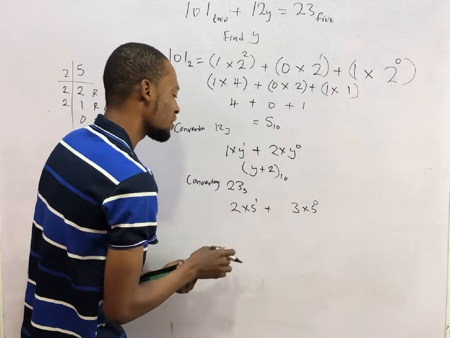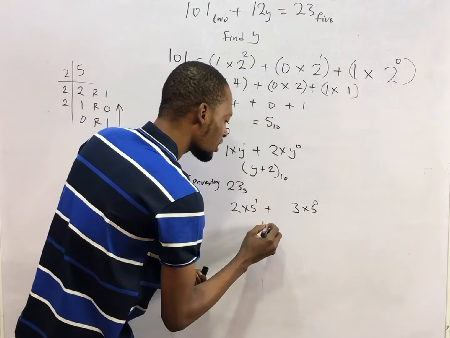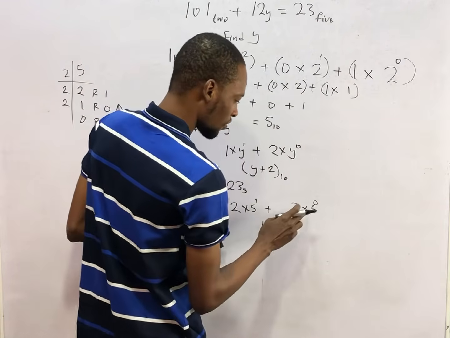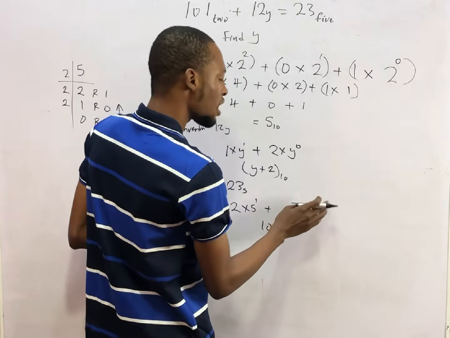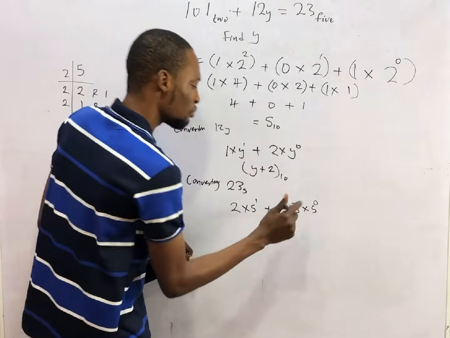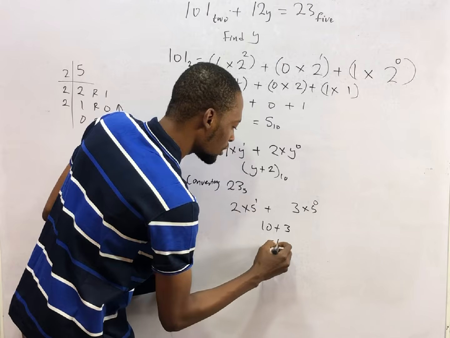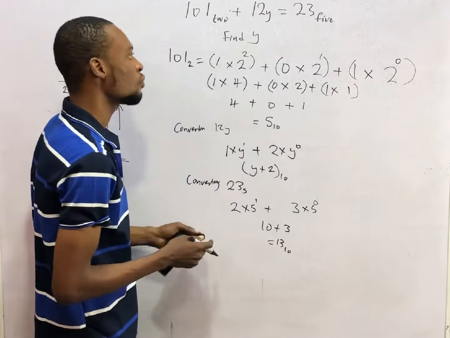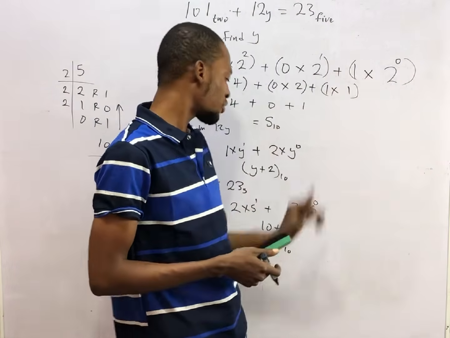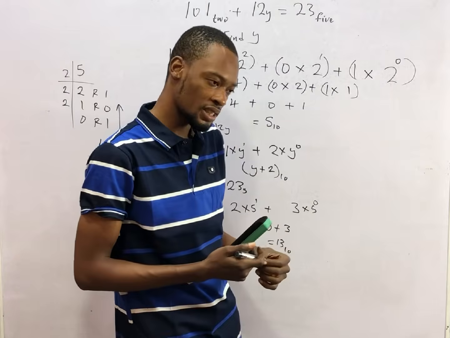5 to the power of 1 is 5. 2 times 5 is 10. 10 plus 3 times 5 to the power of 0, which is 1. 3 times 1 is 3. So this is simply 13 base 10. When you convert 23 base 5 to base 10, it will simply be 13.